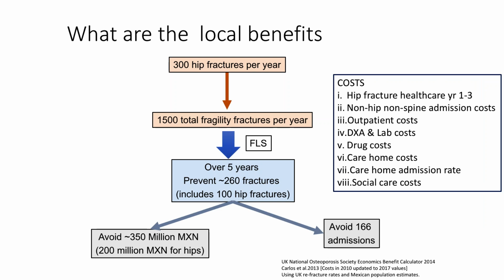But to do this, you need the hip fracture healthcare costs, which are usually quite easy to know. They're usually published in the country and they're quite easy to assemble. For non-hip, non-spine, admission costs are difficult, as are the outpatient costs. Some systems do put in the DEXA lab and drug costs. We don't tend to, because they often blur and make it difficult to understand what's the benefit of FLS versus benefit of the healthcare system. But then definitely the care home costs, care home admission rates and social care costs need to be taken into account.